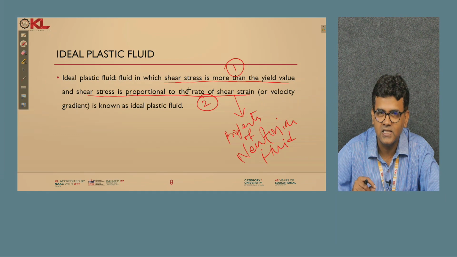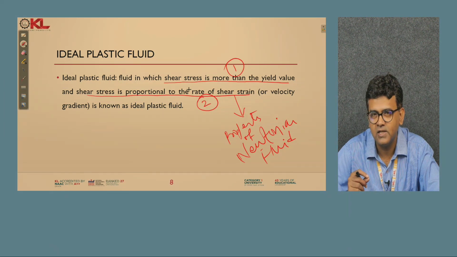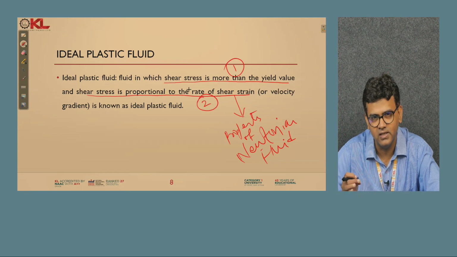So in that case, shear stress is not like that. Whatever the minimum value is, maybe the yield value may be 4. If the value is less than 4, then you are not getting the output. That means shear stress should be more than the yield value. Then it is called the ideal plastic fluid.